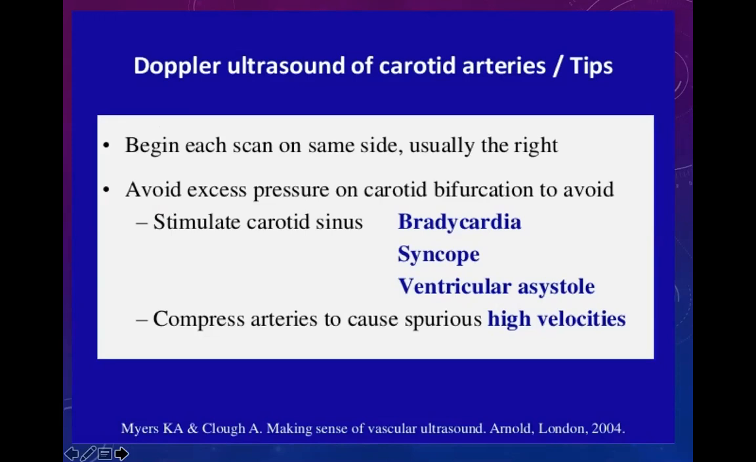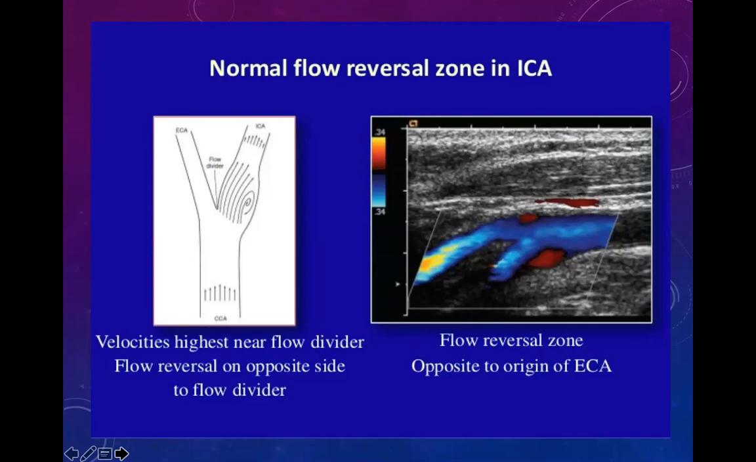So there is, as I said, a variation of the normal in this as compared to others, where there is a bifurcation zone, where there is a dividing zone. This is the normal flow reversal zone in the internal carotid artery, because velocities are higher near the flow divider, and flow reversal on the opposite side to the flow divider occurs. So there may be a flow reversal zone opposite to the origin of the ECA. So this is normal. This is not an abnormal finding. So this can be there.